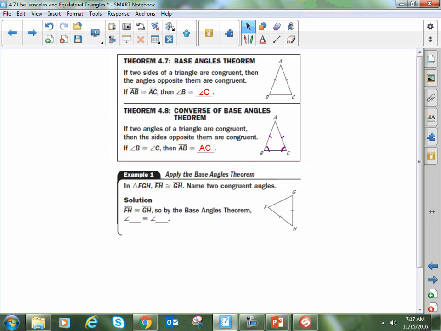So here, name the two congruent angles. Well, in the diagram, segment FH and segment GH are the ones that are the same. So the angles across from them have to be the same as well. In this case, we would refer to angle F and angle G as the congruent angles. So segment FG would be the base of the triangle, and point H would be the vertex of the triangle.